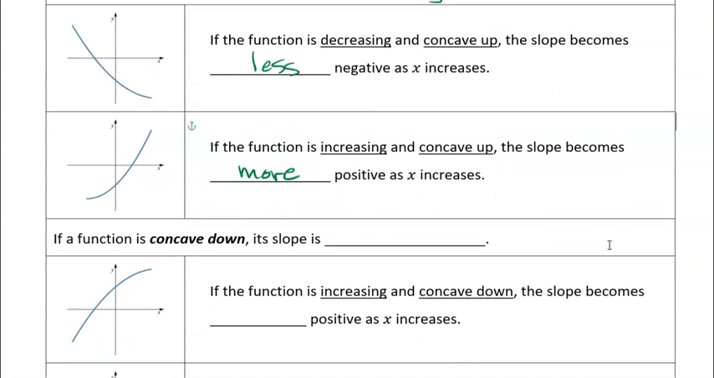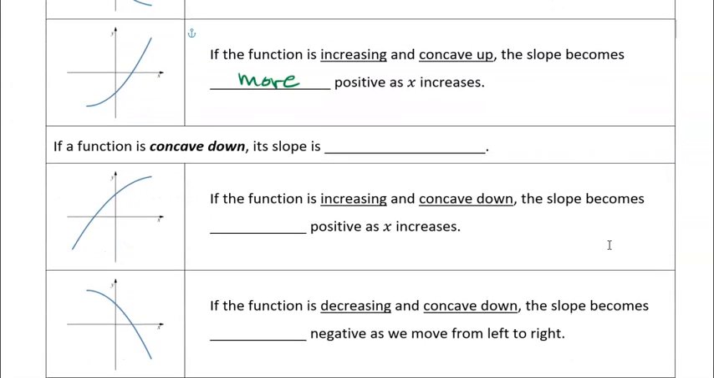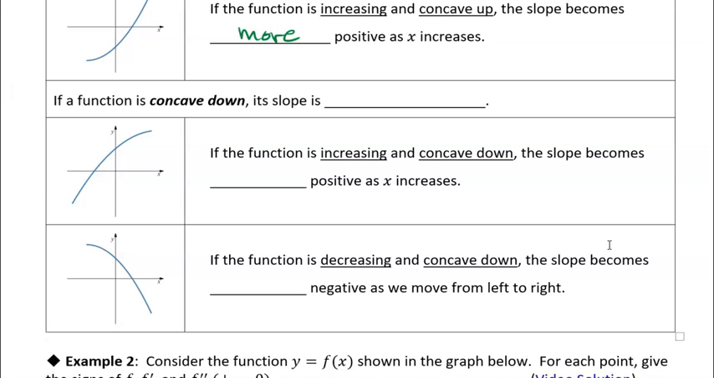All right, now the next one. These are a couple of cases where it's concave down. These are both curves with a concave down curvature, but one of them is increasing and concave down, and the other one is decreasing and concave down. So if it's increasing, the slope is positive.